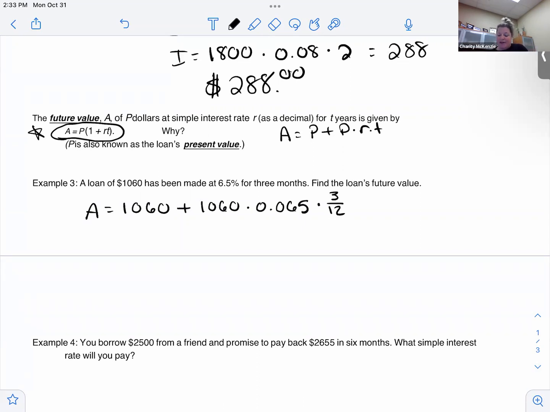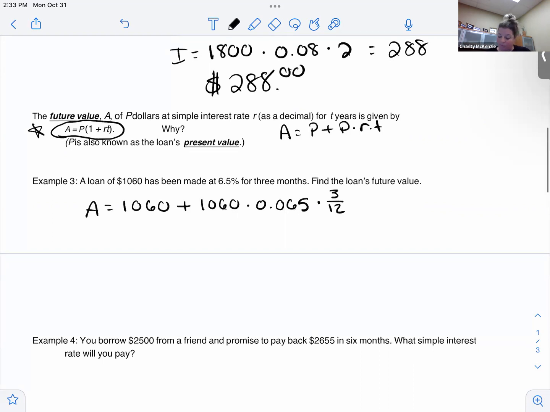All right, let's put that in our calculator, just like we see it. It's scientific. It'll do it the right order for you. 1060 plus 1060 again times 0.065 times 3 divided by 12 is 3/12. I get $1,077, and I'm going to round it to the nearest cent, and 23 cents.